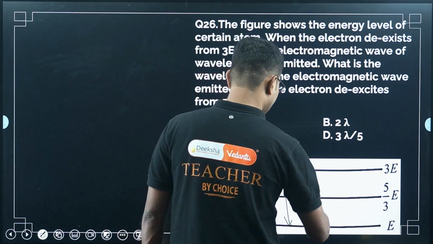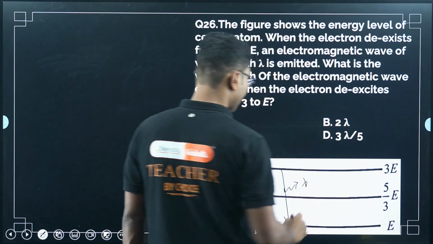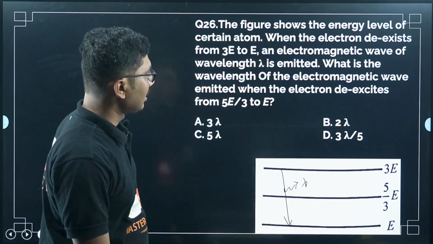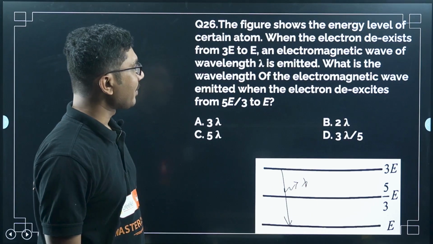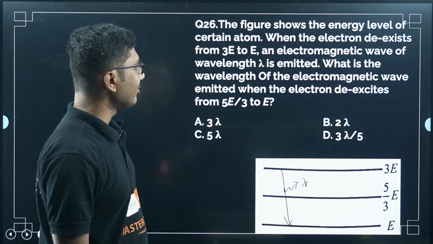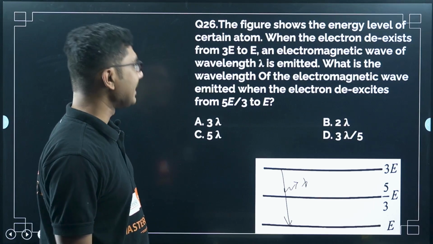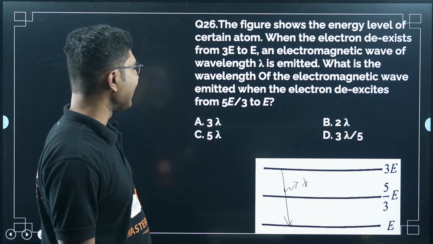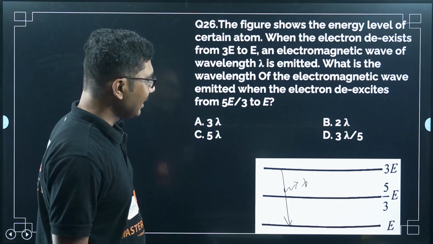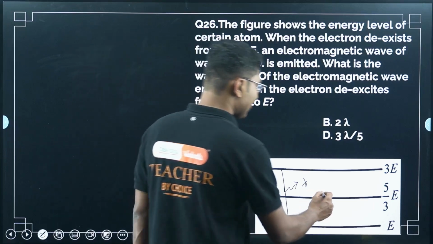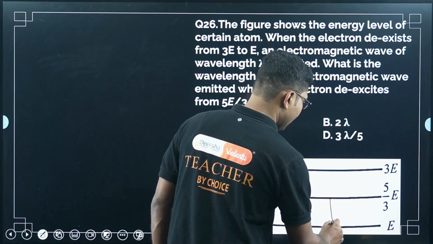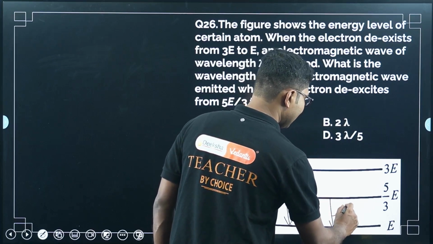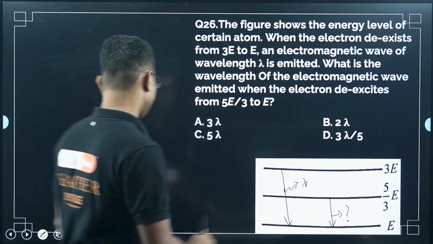So the wavelength emitted is lambda. Okay, what is the wavelength of the electromagnetic wave emitted when the electron de-excites from 5E by 3 to E? So when an electron jumps from here to here, what is the wavelength now? That is the question, right?